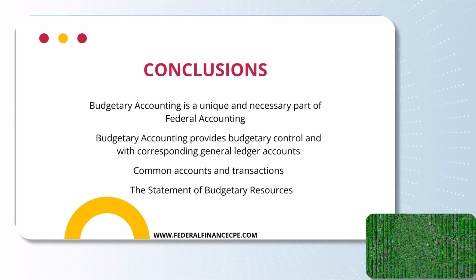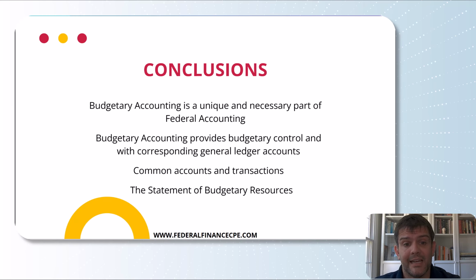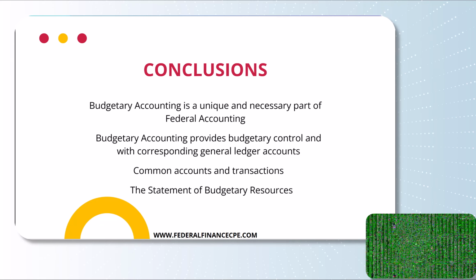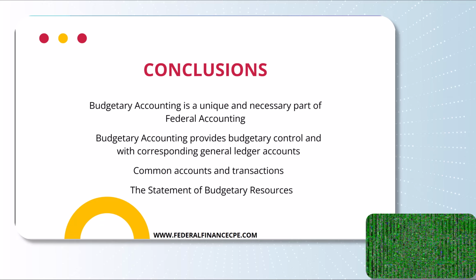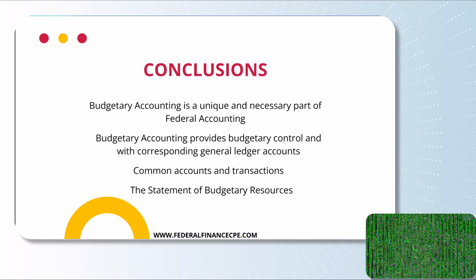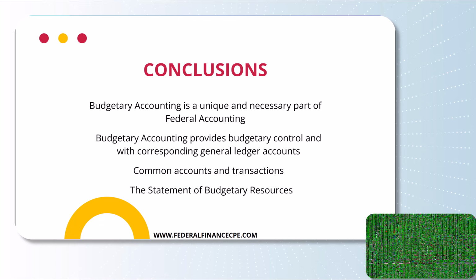Okay, so now we've hit the end of our introduction to budgetary accounting. And I hope you had as much fun as I did, but I want to run over some key points again that I think are important for you to know. Budgetary accounting is unique and a necessary part of federal accounting. Remember, we track budget. Budgetary accounting provides us the budgetary controls we need with corresponding general ledger accounts. Remember that 4000 series. Know there are common accounts and transactions. We have those transaction codes that are used to record the different accounting events that we need to have. And know that the Statement of Budgetary Resources is our financial statement for budgetary accounting.